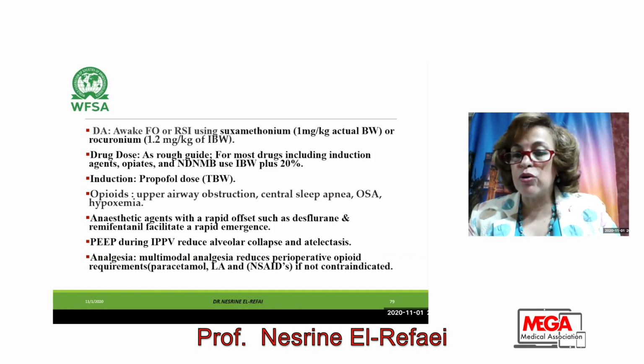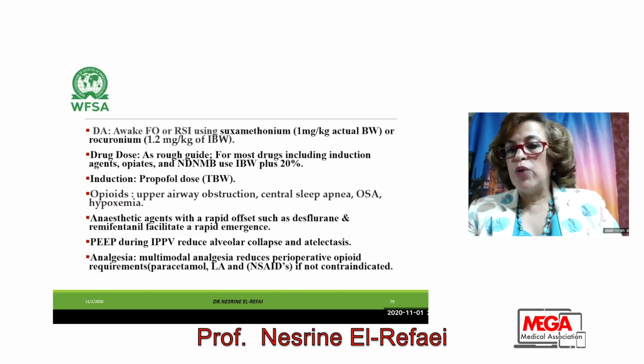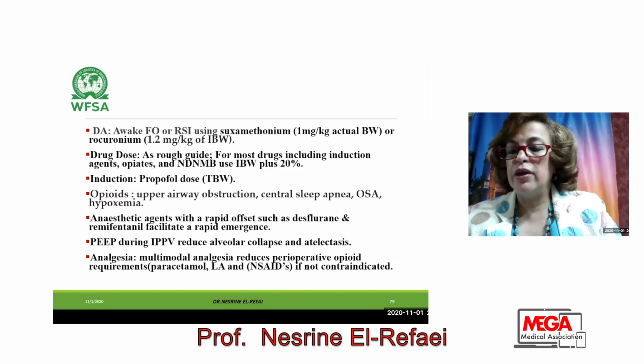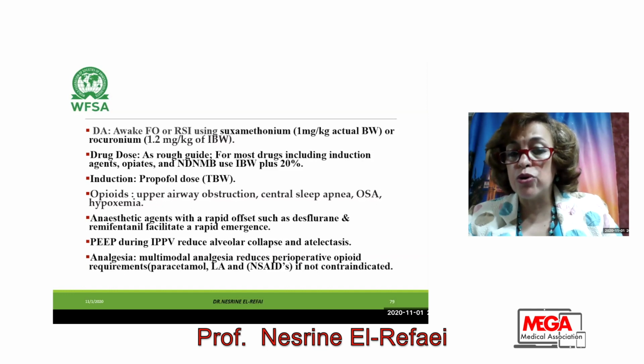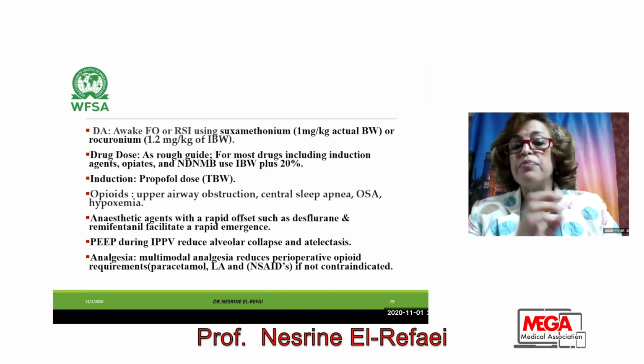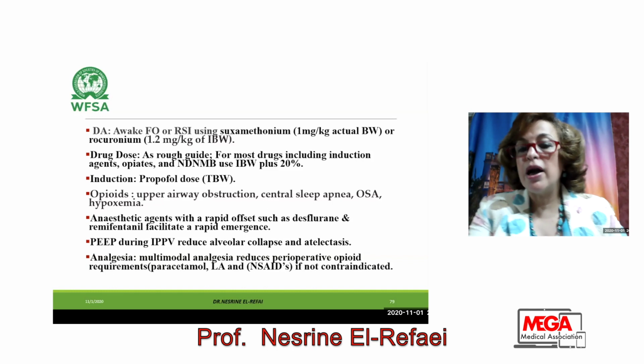So the succinylcholine, due to the volume of distribution, we have to give according to the actual body weight, while the rocuronium is recommended to be given according to the ideal body weight.